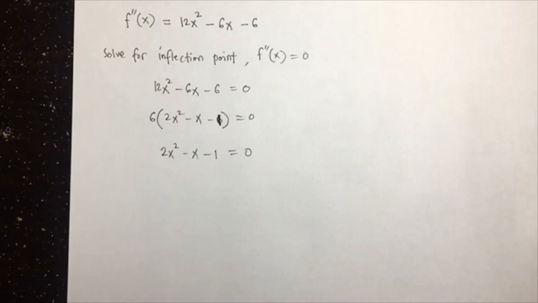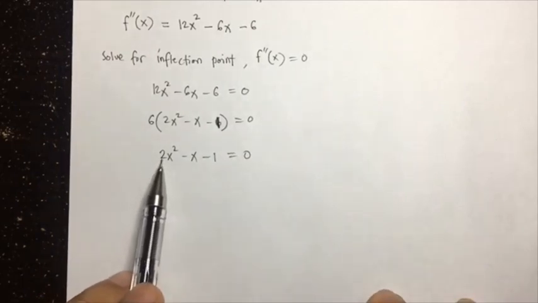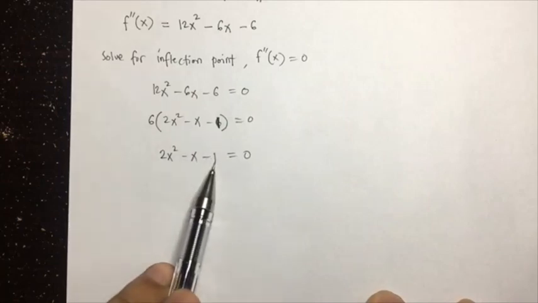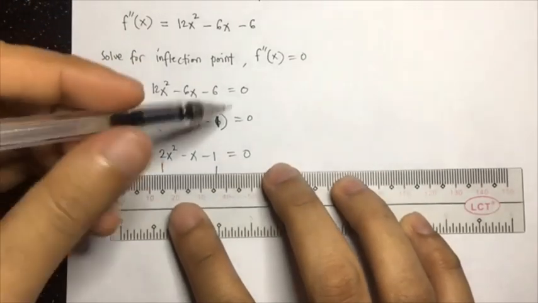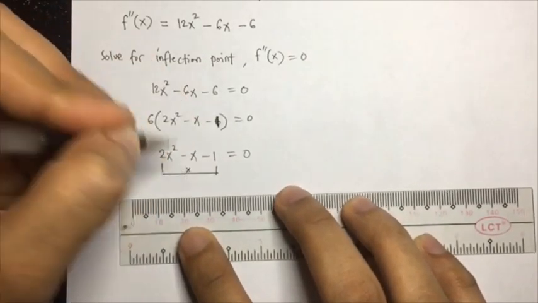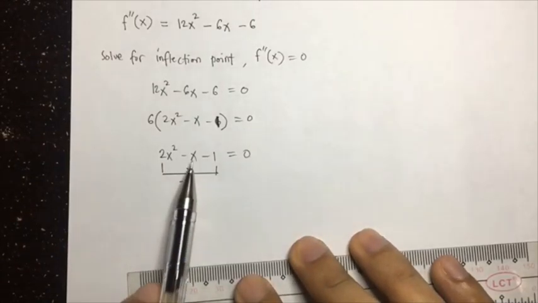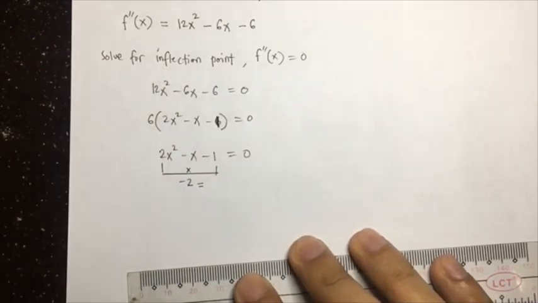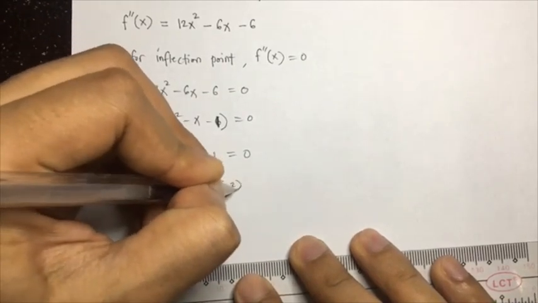Okay, so the next is to factor this. How do we factor this? Since we have a numerical coefficient together with x squared, we can multiply the coefficient of x squared with the constant. So 2 times negative 1, this is negative 2. Okay, so factor negative 2 such that the sum of the factors is negative 1. So that is equal to negative 2 times 1, or 1 times negative 2.